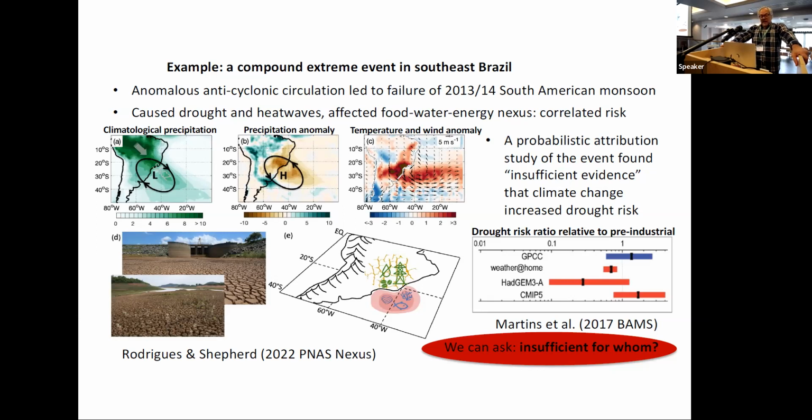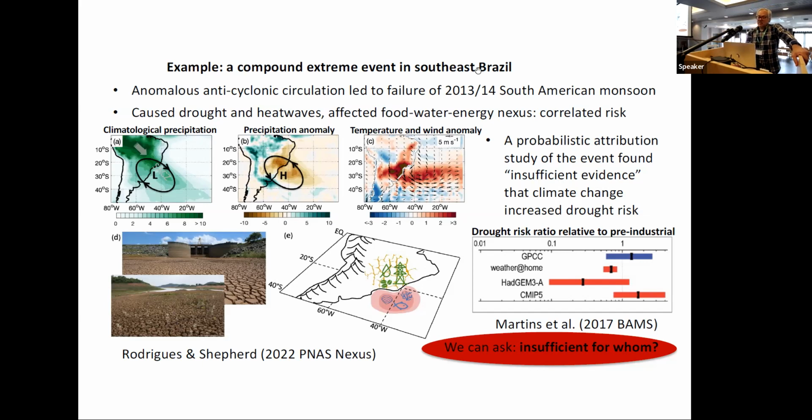And so in general, the climatological precipitation, there's this South Atlantic convergence zone, and the moisture flows off the Amazon. The Amazon is actually a source of moisture, but there was a blocking anticyclone, which blocked the moisture flow, also led to clear skies. So you had the combination of lack of precipitation and very hot conditions over land as well as ocean. And it basically created low water levels in the reservoirs for hydroelectricity, agricultural drought, heat waves affecting fisheries, and so on. So it was one of these classic examples of correlated risk across the food, energy, water nexus.